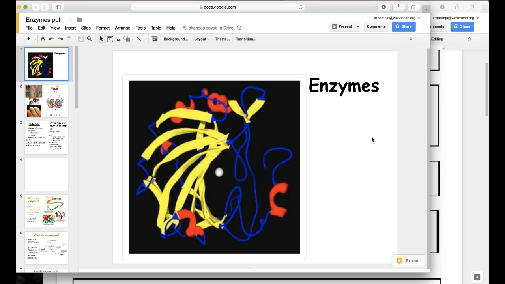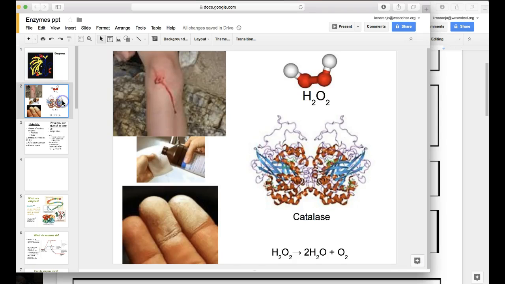They can function as receptor molecules. They have many different functions within the body, and enzymes are one example of their function. The particular enzyme that you're going to be working with in this experiment is called catalase. Catalase is a protein, an enzyme, that's found in the cells of our body.